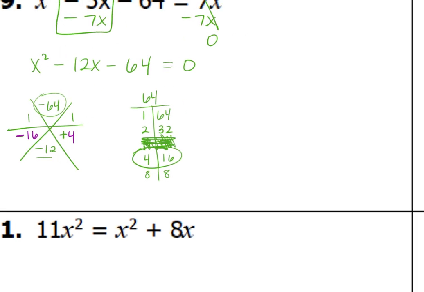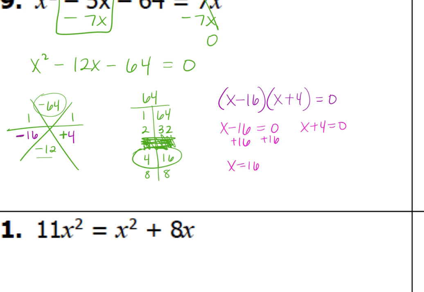Okay, so when you write your binomials, it's going to be x minus 16 and x plus 4 equals 0. And then you'll solve that. So x minus 16 equals 0 and x plus 4 equals 0. All right, now when you solve these, we're going to add 16. So x equals 16, subtract 4. x equals negative 4. And those are your answers.